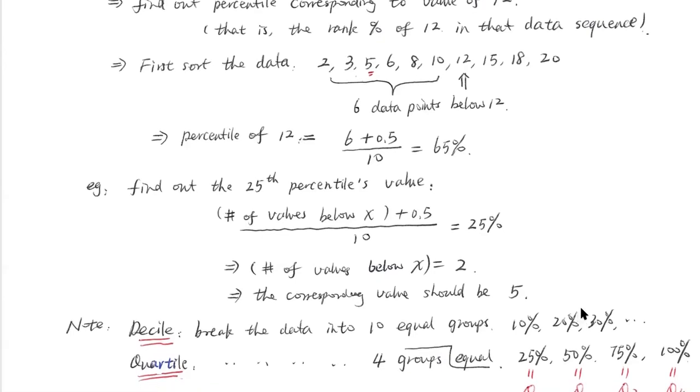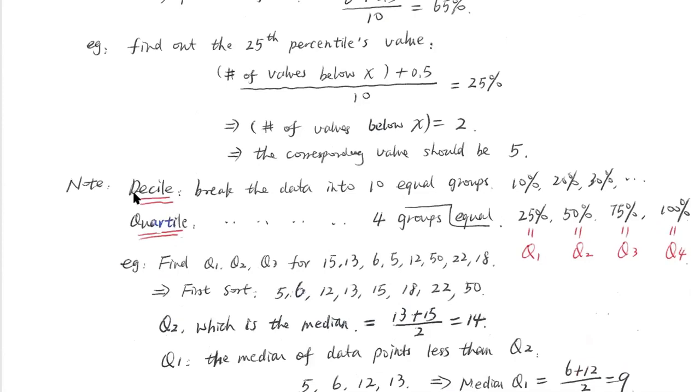Now, decile. Say we are trying to break the data into 100 groups, right? Someone says that's too many. Can we use a little bit less? Yes, we can. For example, how about 10 equal groups? So you have 10%, 20%, 30%, and so on. Each of them is also a percentile, but we have a special terminology for this. We call this decile, okay?